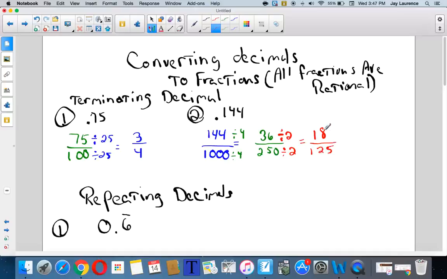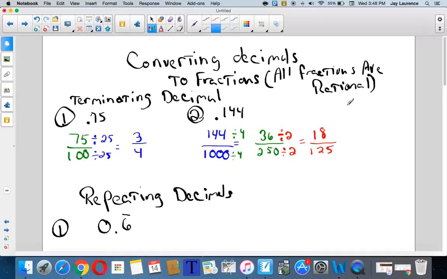Oh, let me see here. 3's not going in. 6 can't go in because it's not even. 9 isn't going to go in. And 18, I don't believe so. So I'm pretty sure I am there.